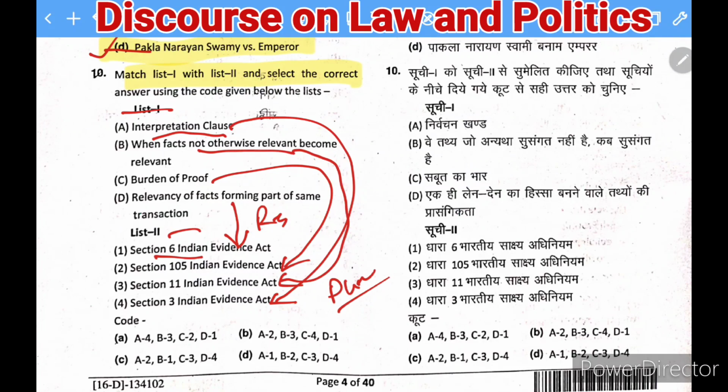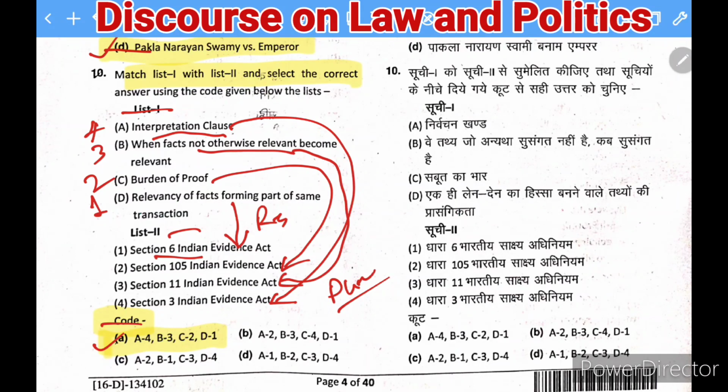Okay. So now, which is the right option here? Which is the proper right code? We have to see the right code here. For A, you can find that it is 4. For B, it is 3. For C, it is 2. And for D, it is 1. So it is 4, 3, 2, 1. And where is the answer? The answer is here, 4, 3, 2, 1. So this is the correct option.